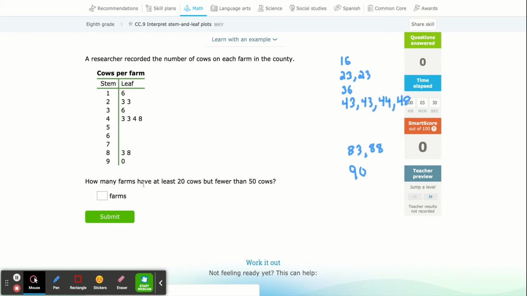So it says how many farms have at least 20 cows, but fewer than 50. So we want fewer than 50. 50 would be right here, but at least 20. 20 starts here at 20. So how many farms is that? There's 1 farm, 2 farms, 3 farms, 4, 5, 6, 7. There's a total of 7 farms. These 7 numbers represent the number of farms that have cows between 20 and 50. There was 7 farms.